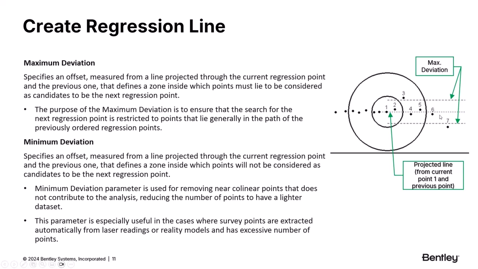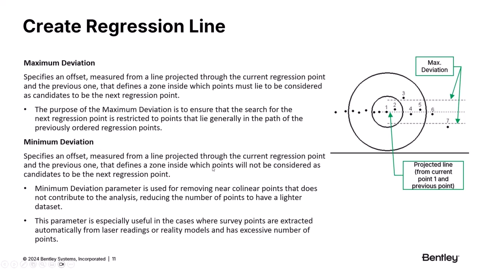And it just defines a zone inside which the points must lie to be considered as candidates to be the next regression element. And the whole purpose of it is to ensure the search for the next regression points is restricted to lie generally in the path of the previously ordered regression points. It kind of gives it direction.